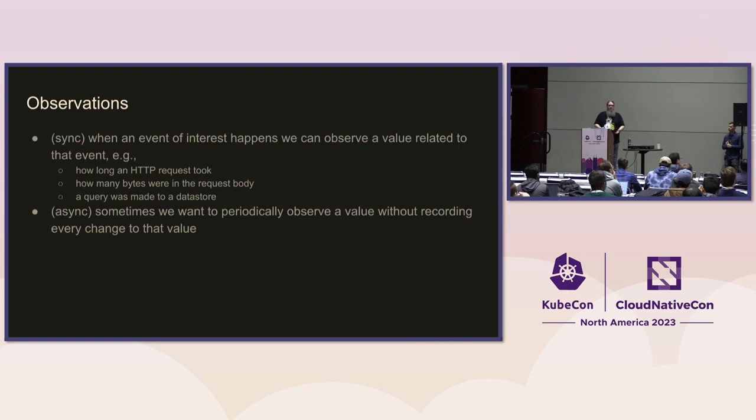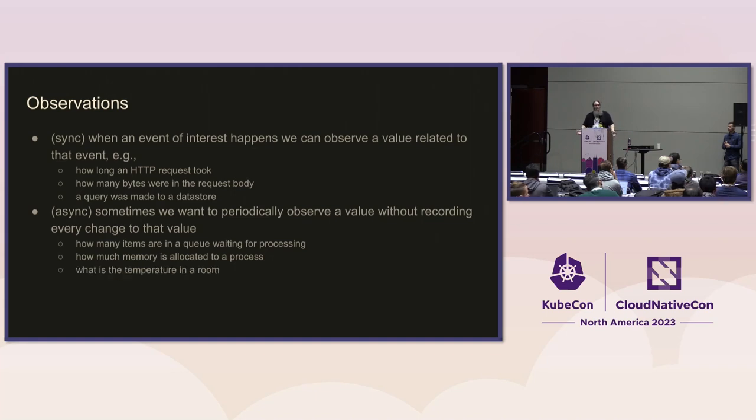Conversely, asynchronous observations are things that happen not necessarily when the value changes, but when you want to know what the current state of that value is. So this is more useful for something like how many items are in a queue for processing. Maybe you don't track every item coming and going, but on a periodic basis you ask how big is the queue, or how much memory is allocated to a process. You're not tracking every allocation, but you know I've got 5 megabytes now, I've got 10 megabytes, and you can see that changing over time. What's the temperature in the room? All of you people in the room are probably raising the temperature here, and we can periodically check what that is, but we don't know every time that changes because it's a continuous value.